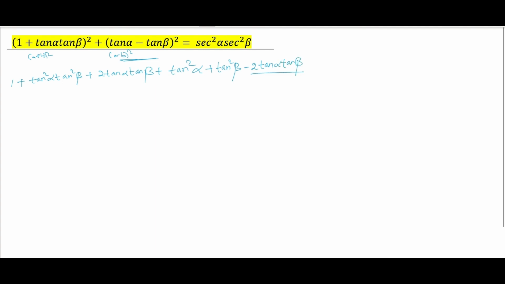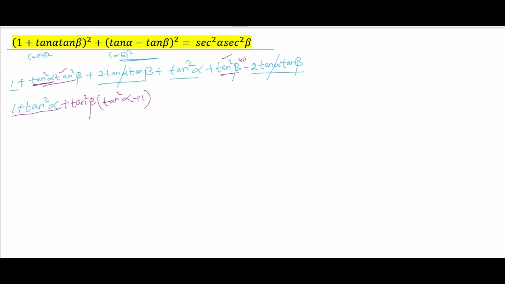Here we have minus term here and plus term here, so these two will get cancelled out, and the remaining is 1 plus tan square, we'll write them together, 1 plus tan square alpha, and from these two terms we can take tan square beta as common. So, we'll write tan square beta out. So, in this term, we will have this tan square alpha. This is nothing but tan square beta into 1. So, we can write plus 1.